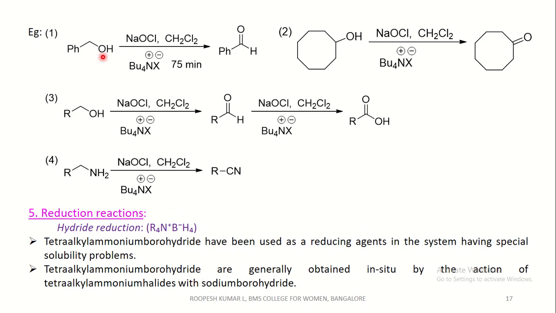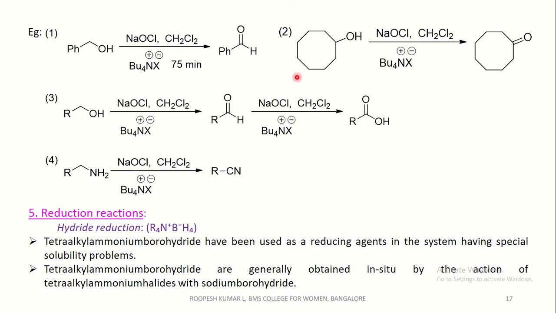As I said, this is a benzyl alcohol converted to benzaldehyde in the presence of hypochlorite, that is sodium hypochlorite, in DCM in the presence of a PTC, which is a tetra-n-butyl ammonium halide. The reaction is generally carried out for 75 minutes. You get the corresponding aldehyde in good yields.